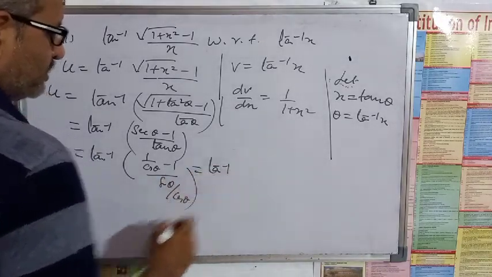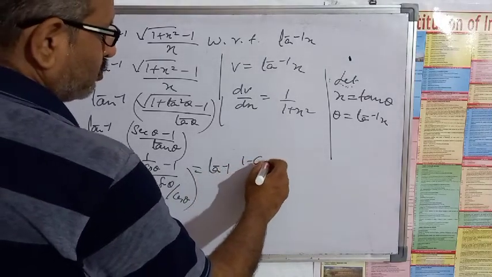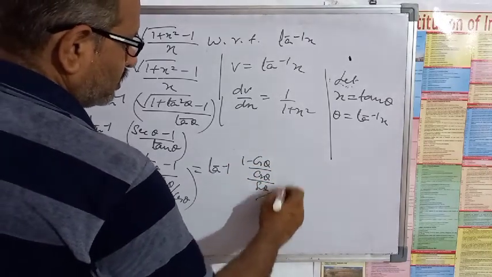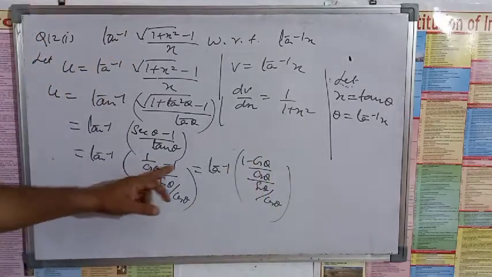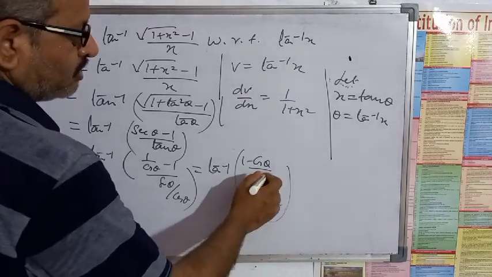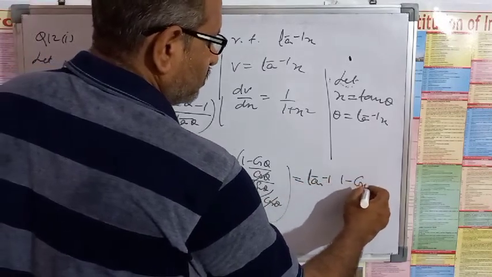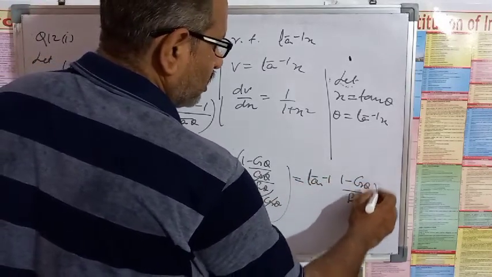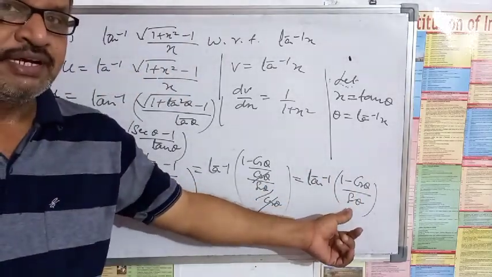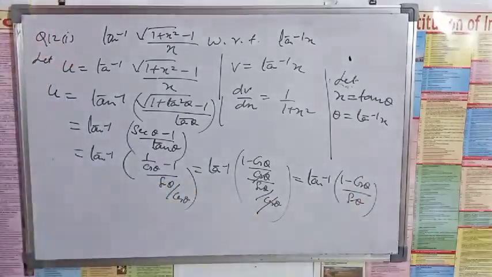It will be tan inverse. Take LCM and simplify the numerator: 1 minus cos theta upon cos theta, with denominator sin theta by cos theta. We can cancel cos. So it will be tan inverse of (1 minus cos theta) upon sin theta. We have to bring it in terms of tan so that we can apply the property tan inverse tan x is equal to x.